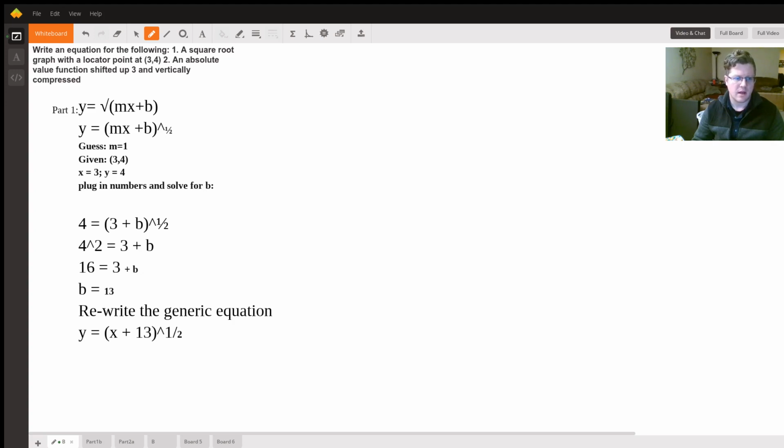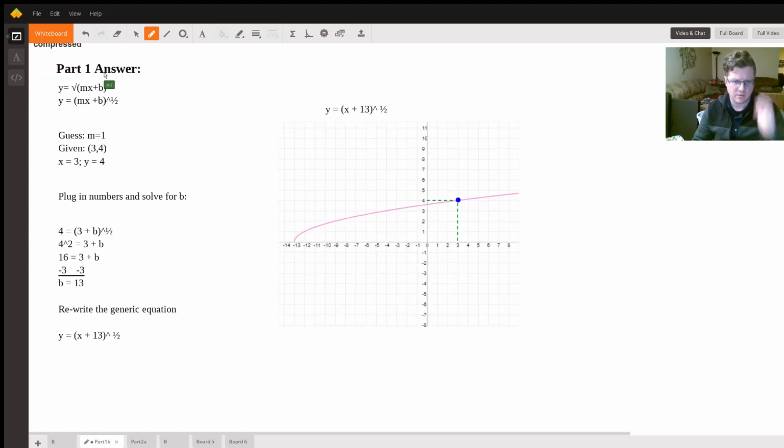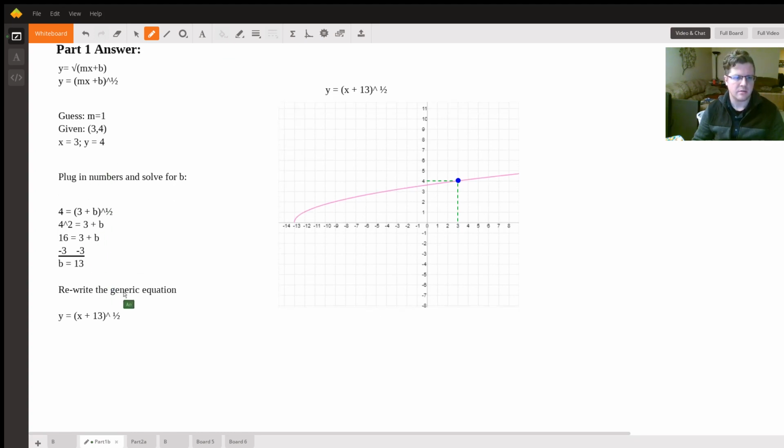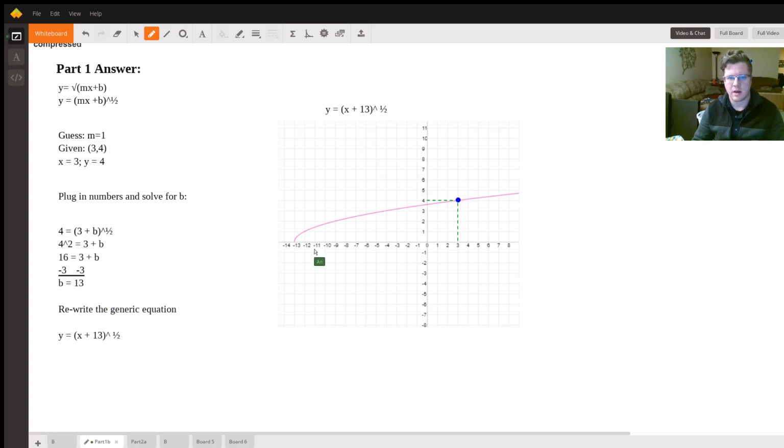Now, I have it already pre-solved over here. I want to look at this graph. So here is what we just did, and here is the graph. See, here's the square root equation, and we go to the point (3, 4), and right there it's on the graph. Now let's go to part 2.